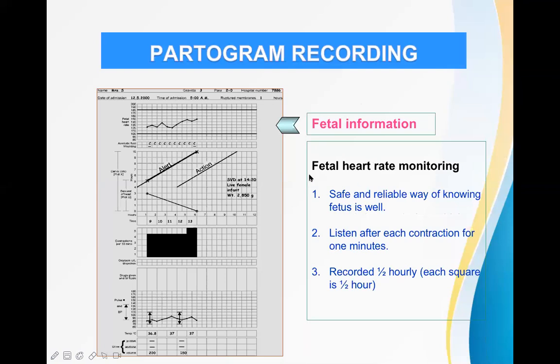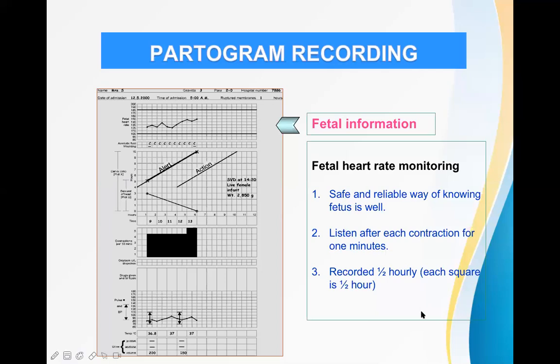Now, when you are entering the fetal information, see this, here is a bit of practical information for you because you are going to do this quite soon. A safe and reliable way of knowing the fetus is well is detecting the fetal heart rate. If the fetal heart rate is within normal range, we are quite assured that the baby is fine. Listen to the fetal heart rate after each contraction for 1 minute. Complete 1 minute. Do not take it for 10 to 15 seconds and multiply by 4 or 6. It is not like that. You have to hear it completely for a full 1 minute.